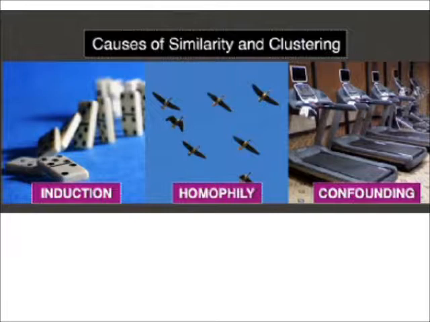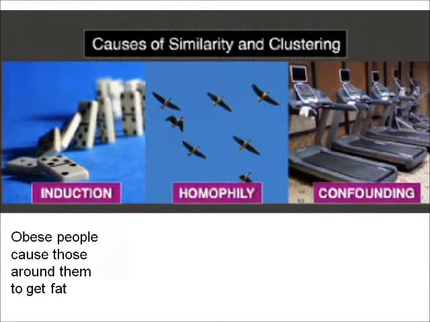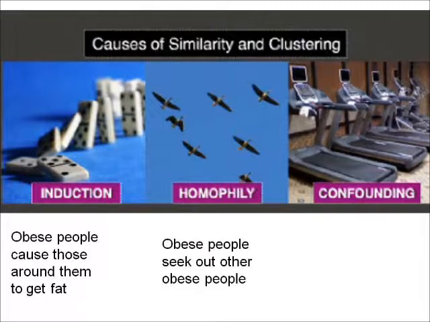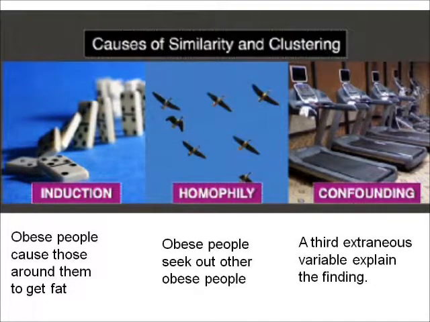So why do obese people seem to cluster together in social networks? One explanation is that obese people somehow cause other people around them to become obese. Another explanation is that obese people seek out other obese people. A third possible explanation is that an outside factor, like being surrounded by fast food outlets and having no avenue for exercise, causes obesity.